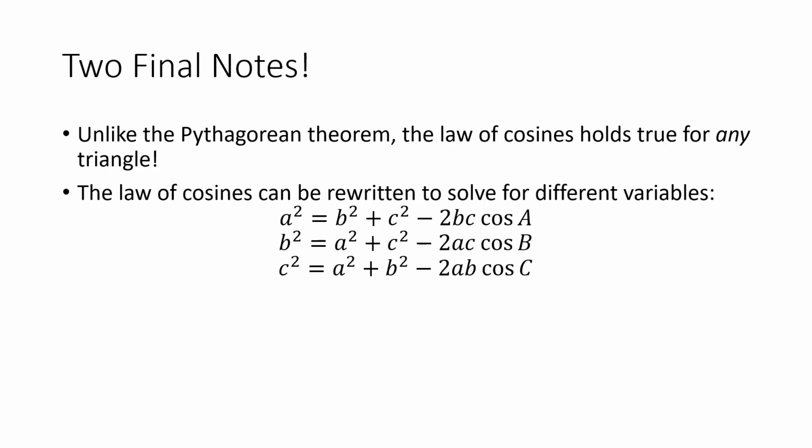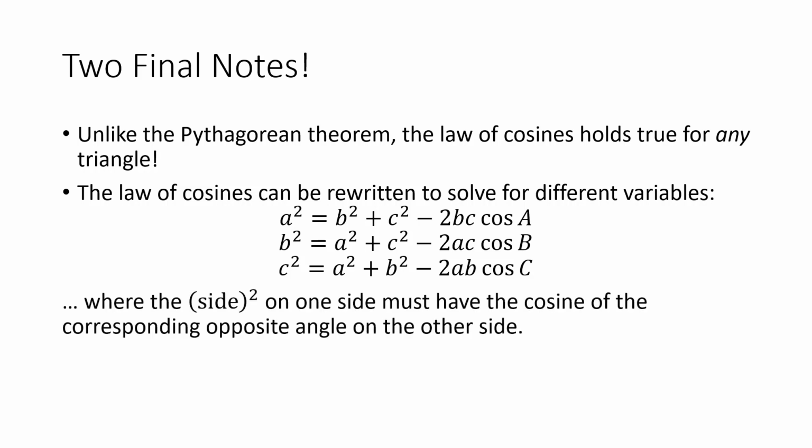The third one's my favorite because it looks the most like the Pythagorean theorem, and that's how we essentially derived the law of cosines from the Pythagorean theorem. So it just looks cool. The final thing to note is that where you have the side squared on one side, you must have the cosine of the corresponding opposite angle on the other side.